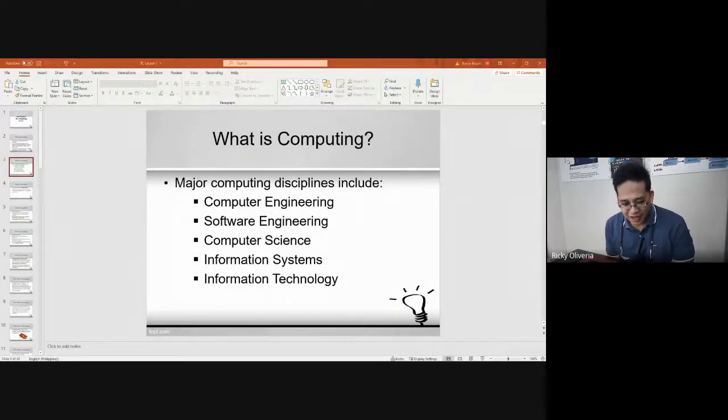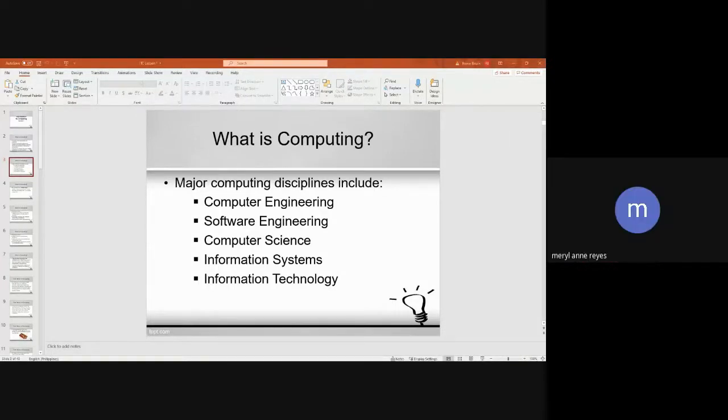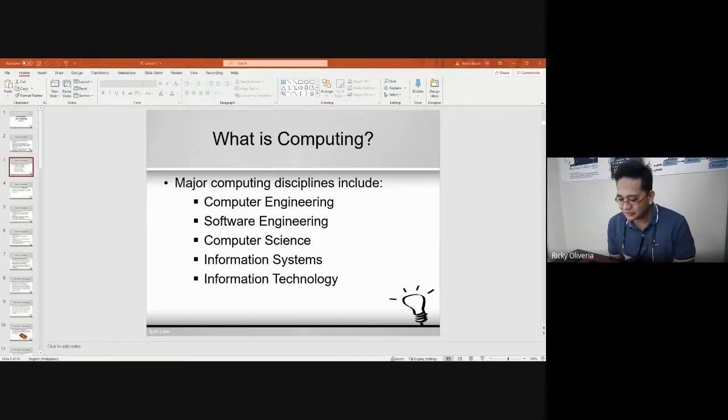Bakit ba kayo nanguha ng IT? Okay? Anyone? Oh, information system. Sure. No, IS pala ito. Iba ito. May IS ba sa inyo? Wala, no? Wala po. Okay. So, by the way, ano yung information system?